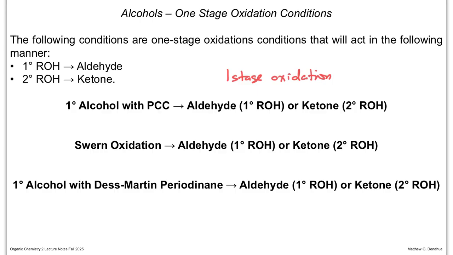So the conditions, again, this is where we're going to start using abbreviations for things and names of the reactions. So PCC, I'll show you the structure on the subsequent slide. That's called pyridinium chlorochromate. A Swern oxidation, that's named after the person that discovered it. And then the Dess-Martin periodinane. So regardless of what you use, the H of the OH gets activated, then an elimination occurs to form the carbonyl.